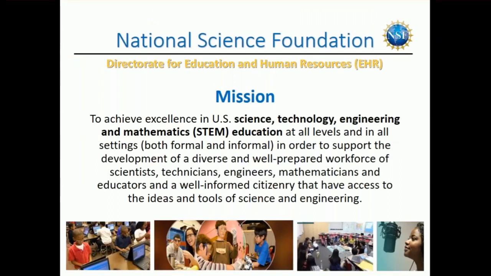So as Monya has already stated, NSF has a very strong emphasis on excellence in all the STEM areas, as well as ensuring a broad, diverse, and well-prepared workforce. And with respect to AISL, you can think about this in two ways. One is that NSF has strong emphasis on developing a well-prepared and diverse workforce. But the other reference, in the last phrase in this mission statement, is a well-informed citizenry.